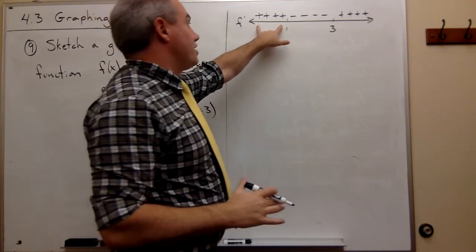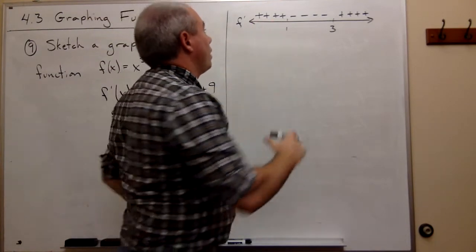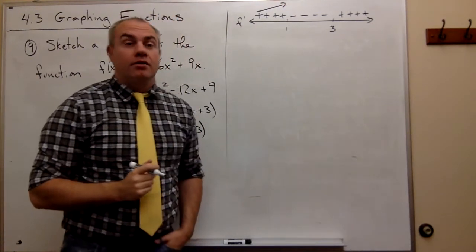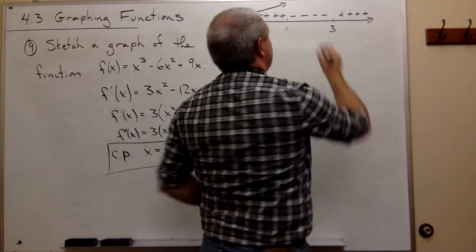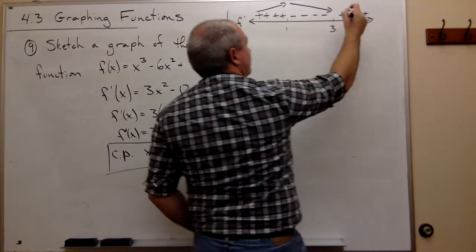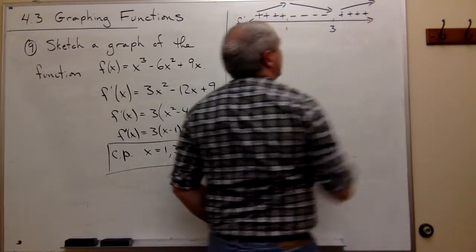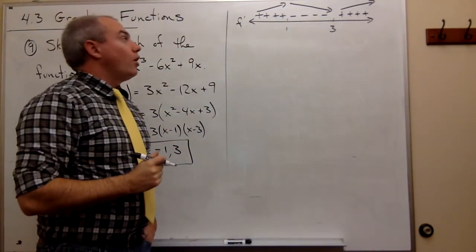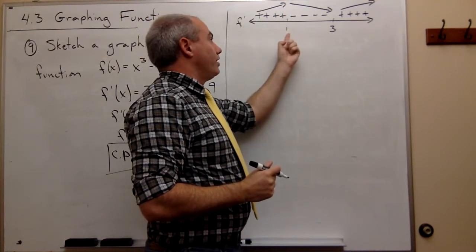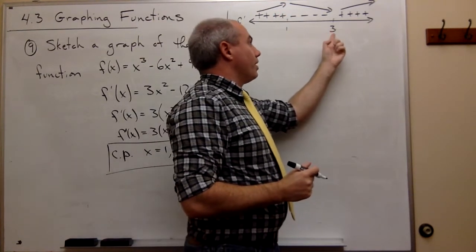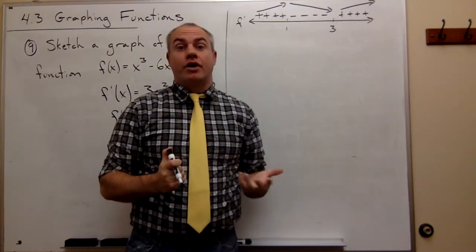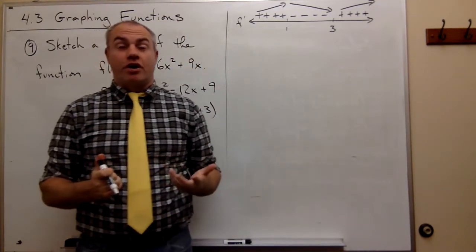If I have positives from negative infinity to 1, that means that this thing is increasing, or going up. Negatives mean it's decreasing, or going down. And positives tell me that it's increasing, we're going up. Also, I can see I get a local maximum at 1, and I get a local minimum at 3. All of that information I can read straight off of that first derivative chart.